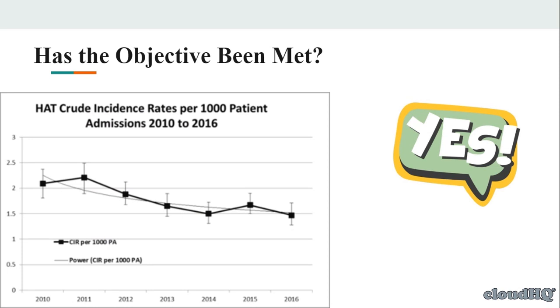Has the objective been met? Yes, it has. As you can see on the chart, from 2010 to 2016, the incidence of hospital-acquired thrombosis has significantly decreased. This is due to the increase of diagnostic studies and their availability, the use of risk assessment screenings, and the education on preventative strategies. In conclusion, with the combined efforts of implementing all these techniques, this will drop the VTE rates even more.